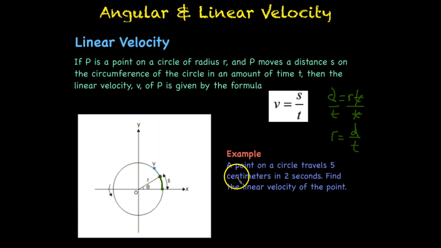Let's look at an example. A point on a circle travels 5 centimeters in 2 seconds. Find the linear velocity of the point. Well, we're looking for the velocity, so our linear velocity is equal to 5 centimeters divided by 2 seconds. Distance divided by time. And that equals 2.5 centimeters per second. And it's really as simple as that. In other words, if this was a wheel rolling down the road, it would travel at 2.5 centimeters every second.